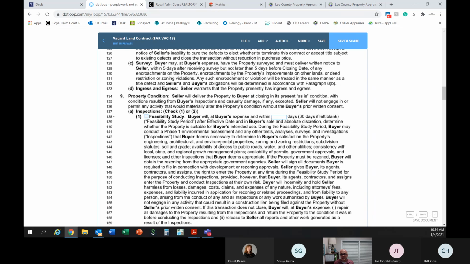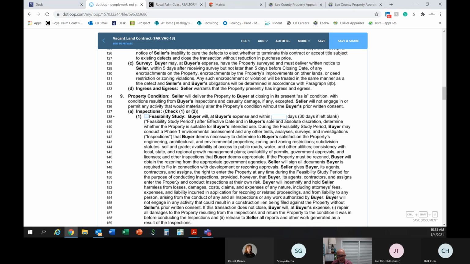inspections that buyer deems necessary to determine to buyer's satisfaction the property's engineering, architectural, and environmental properties, zoning and zoning restrictions, subdivision statutes, soil and grade, availability of access to public roads, water, and other utilities, consistency with the local, state, and regional growth management plans, availability of permits and government approvals and licenses, and other inspections that buyer deems appropriate. If the property must be rezoned, buyer will obtain the rezoning from the appropriate government agencies. Buyer will sign all documents buyer is required to file in connection with the development or rezoning approvals.